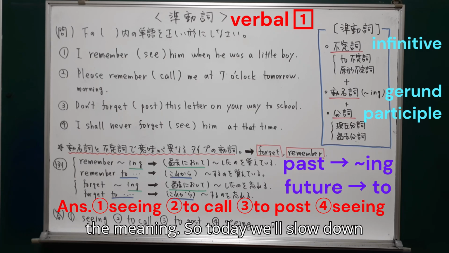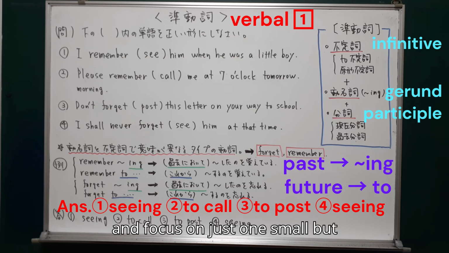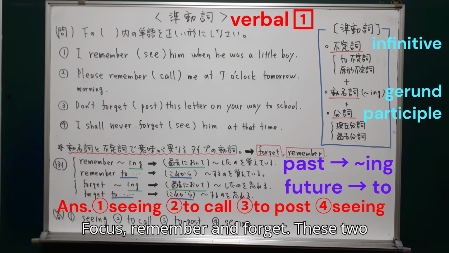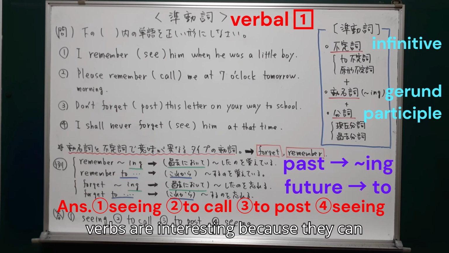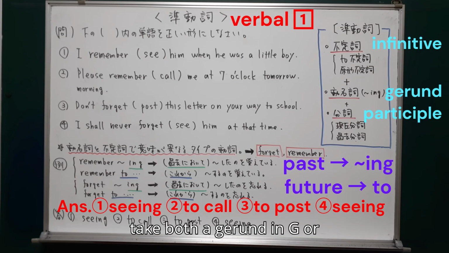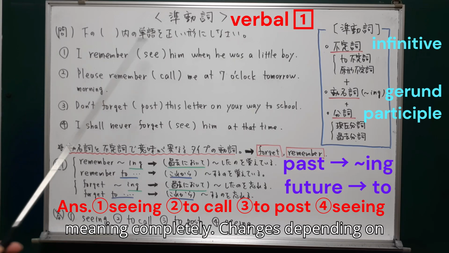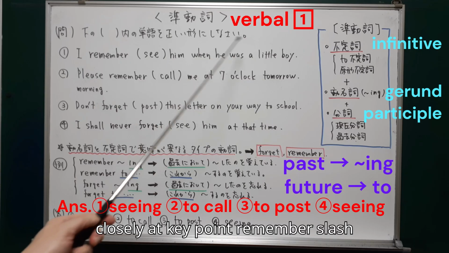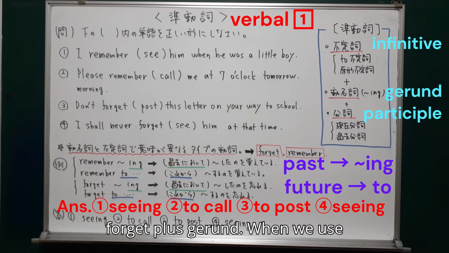So today, we'll slow down and focus on just one small but powerful example. Remember and forget. These two verbs are interesting because they can take both a gerund, ing, or an infinitive, to plus verb. But the meaning completely changes depending on which one you use. Let's look closely.